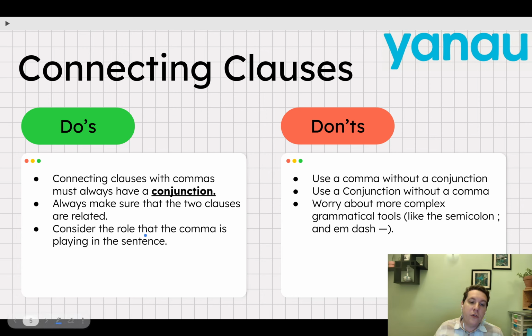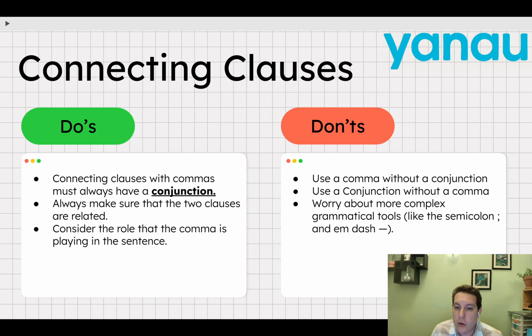Finally, we need to consider the role that the comma is playing in the sentence. Just because we see a comma, in the same way that just because we see an and, does not mean that it's connecting clauses. Consider its role and consider what it's doing. On the flip side, don't use a comma without a conjunction. If you are connecting clauses, you have to find a conjunction. And if you can't find one, like I said, it's probably not connecting clauses.